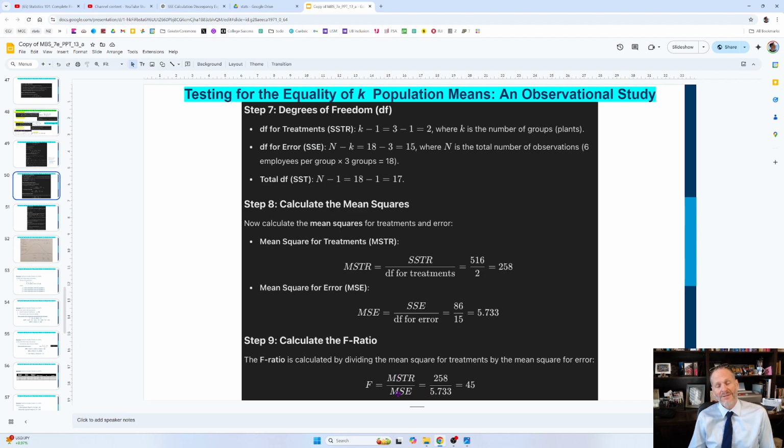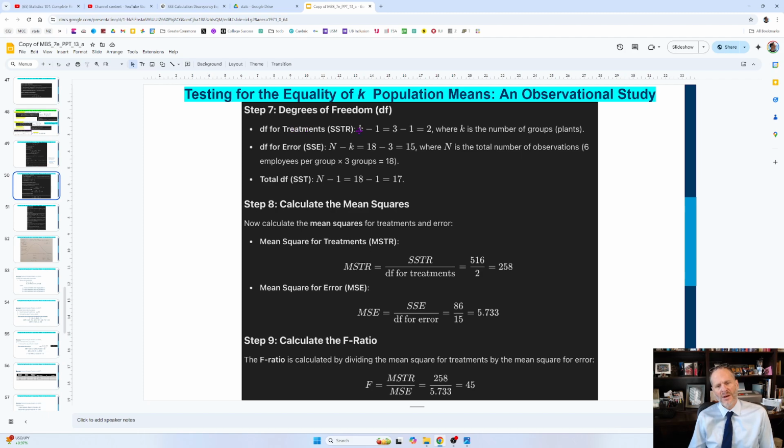I have to slow down, like going over speed bumps, when I say that. Then you get some value, right? So this is your degrees of freedom for treatments for the numerator, and degrees of freedom of error for your denominator. Treatments is between, right? Between the treatments. These are the different treatments, the different plants, or the different assembly methods.